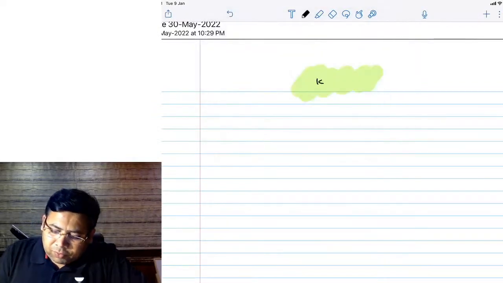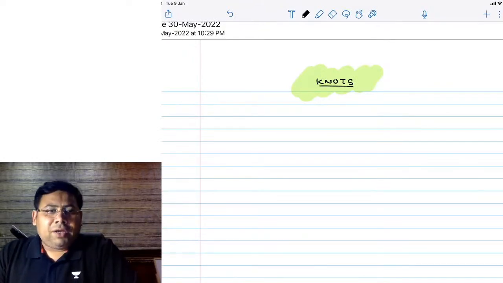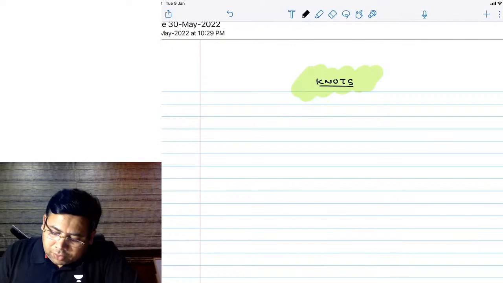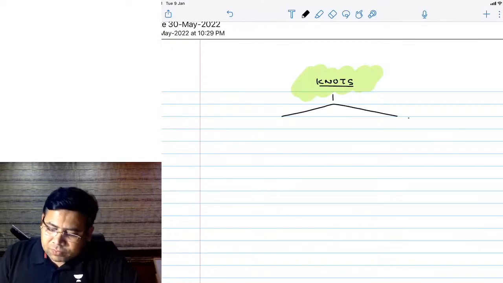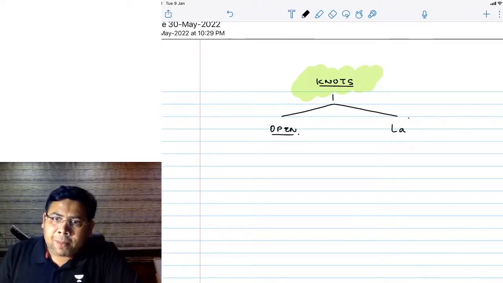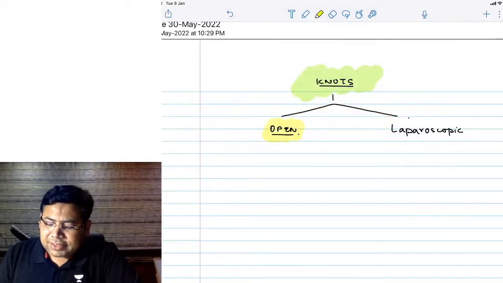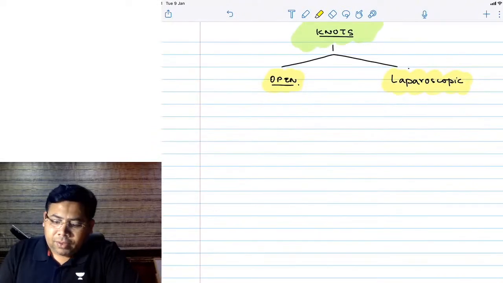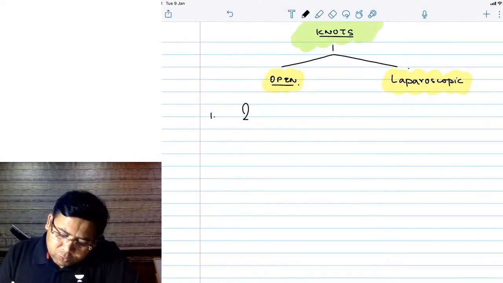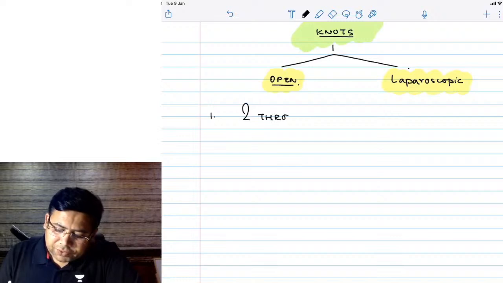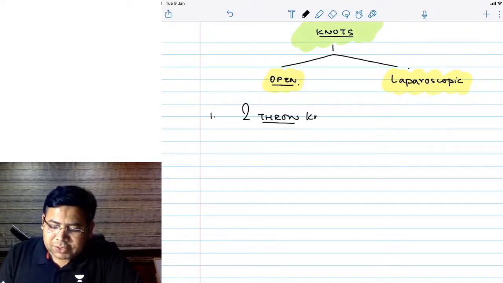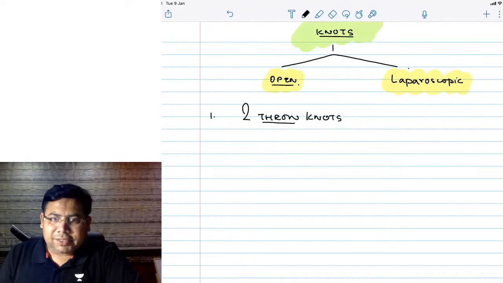Whenever we talk about knots, there are 2-3 important things that we have to understand. Knots of open surgery are different, and knots of laparoscopic surgeries are different. Conventionally, they are the same, but technically there is some difference in making them. In open surgery, we have 2 throw knots and 3 throw knots. So, 2 throw knots versus 3 throw knots, let us see.